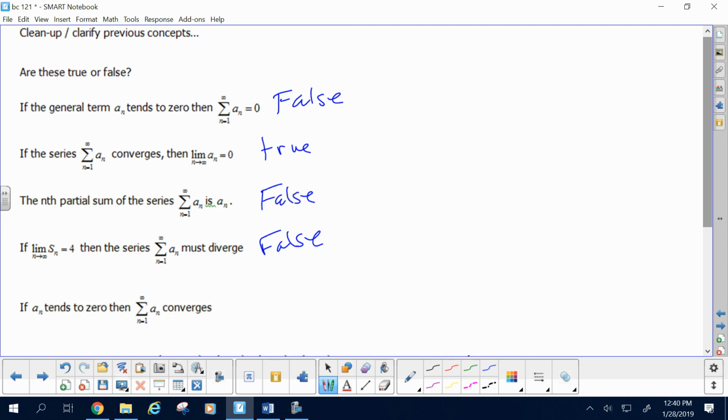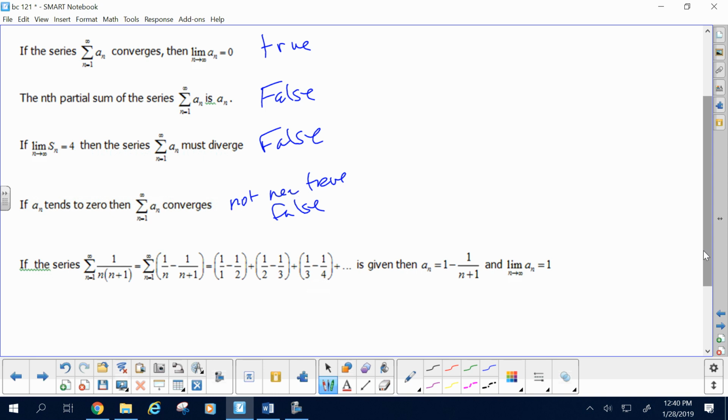If the terms tend to 0, then the series must converge. That's not necessarily true, which is to say false. Okay? It could converge, not must converge, or always converge. All right, and if the partial sum decomposition tends to that, then is it true that the nth term is 1 over n plus 1?